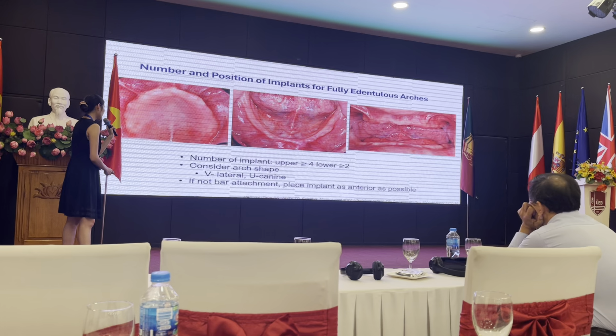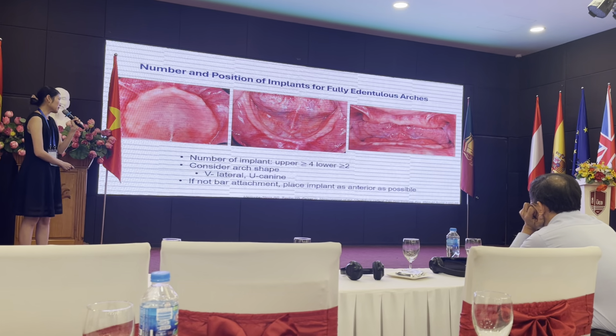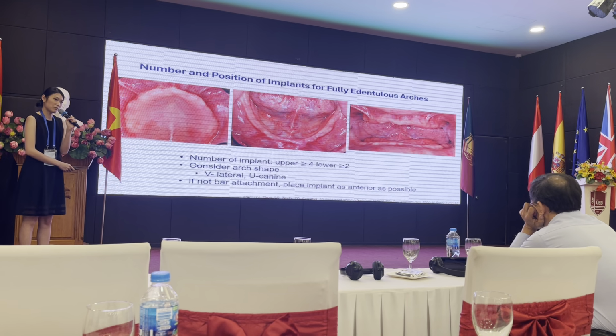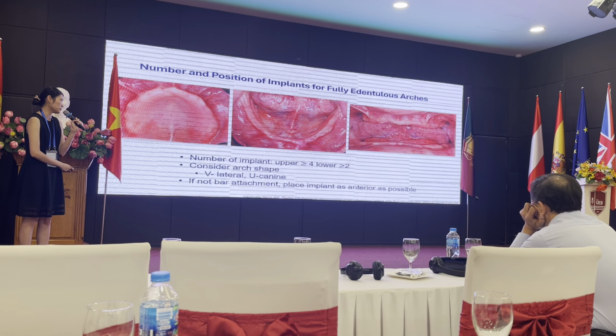So for example, you have to think about, are you restoring the upper or lower arch? If you are restoring the upper arch, the minimum number that we can set is 4 dental implants. According to McGill consensus, we should at least get 2 dental implants.